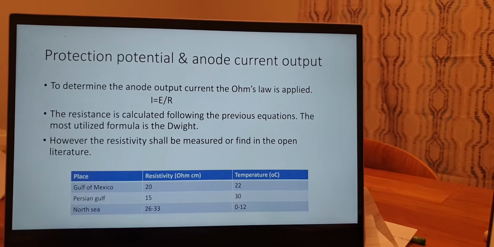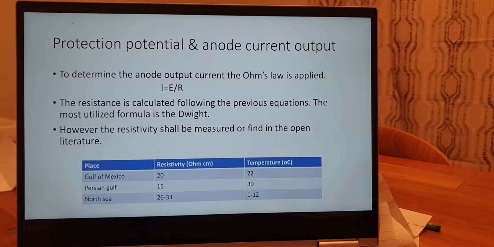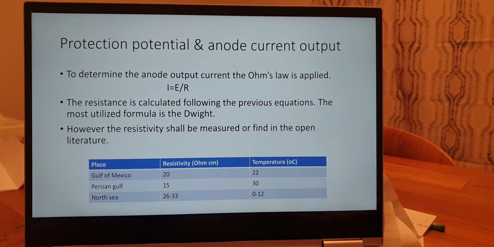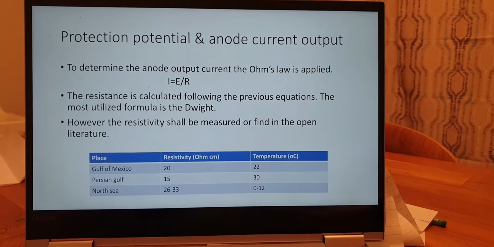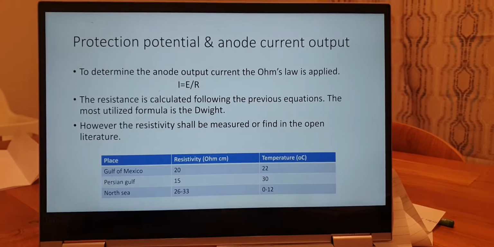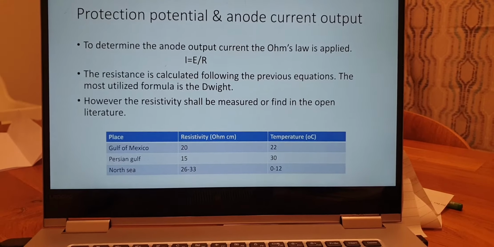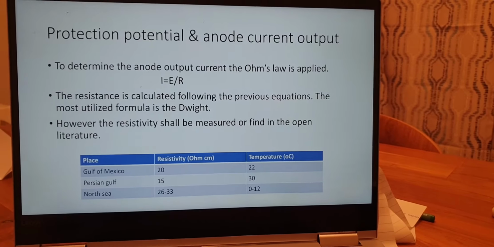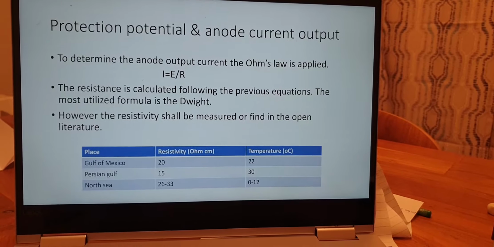So we saw there that to determine the protection potential and the current output, we will need to apply Ohm's law, which calculates the potential over the resistance. So the resistance, we saw how to calculate it using the resistance equations. Basically, we will focus on the Dwight equation in this course, but anyways, you can take a look at the other equations and try to compute how they look.